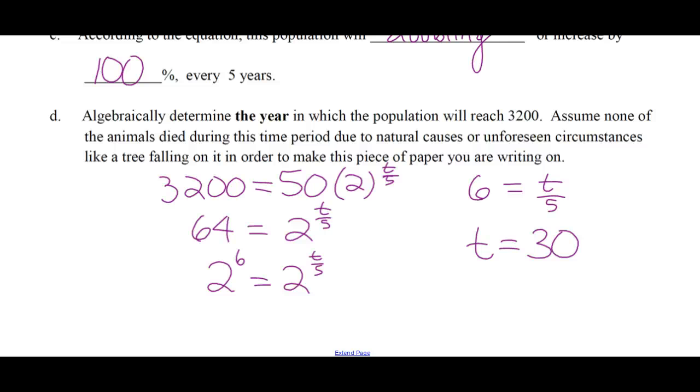So if you think about it, you've got 50, 100, 200, 400, 800, 1600, 3200. I shouldn't have started with 50. The first doubling is 100, 200, 400, 800, 1600, 3200. Right? So 6.